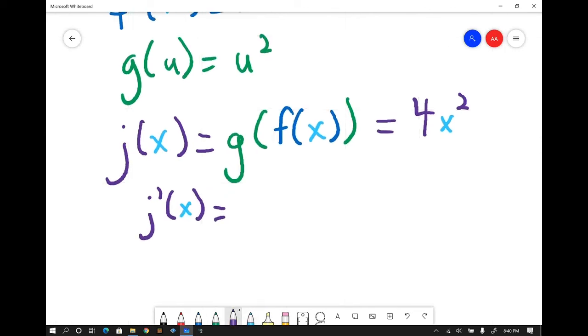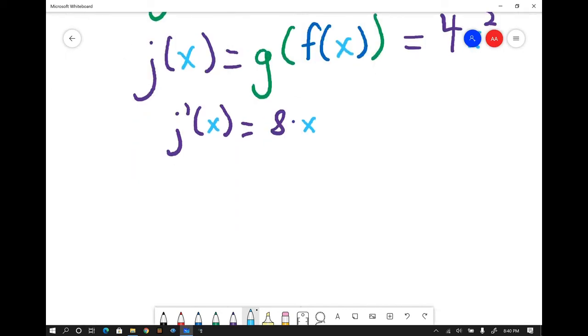equal to our power multiplied by our coefficient multiplied by our variable. If you don't remember this, we went over this at the end of the first video in this series. So if this is feeling like something you're not sure about, make sure to check that out. But we'll have 8 times x. And that's the derivative of j of x.